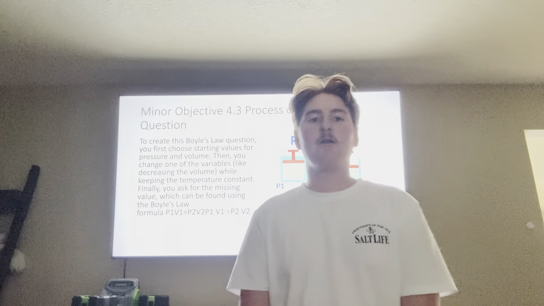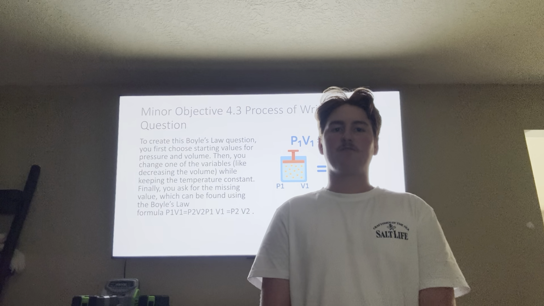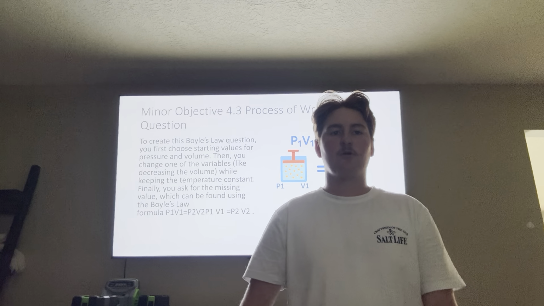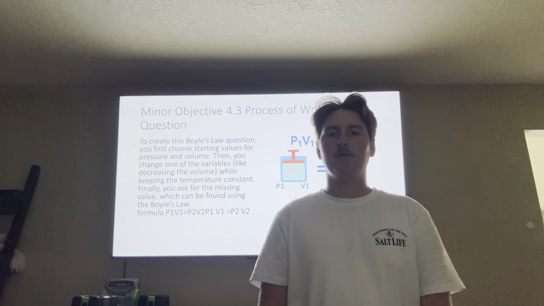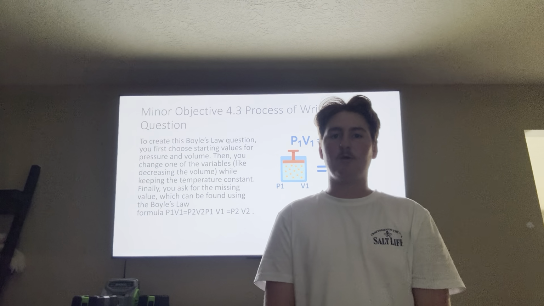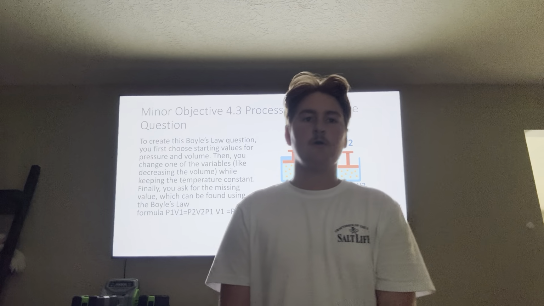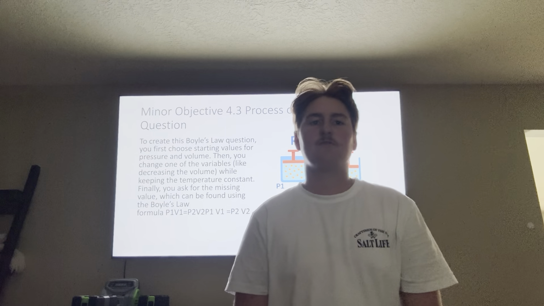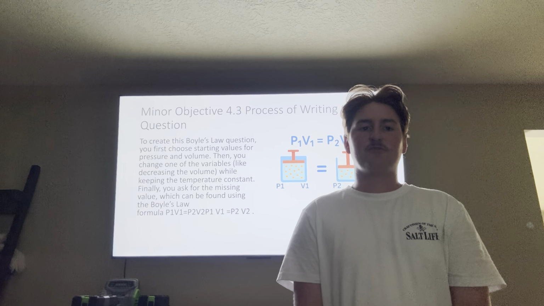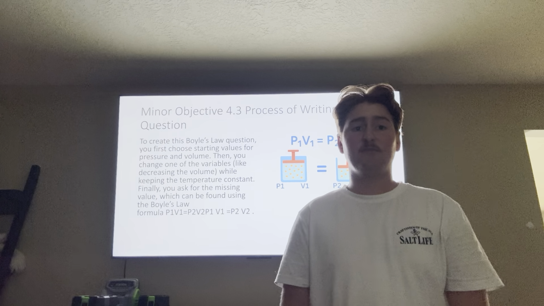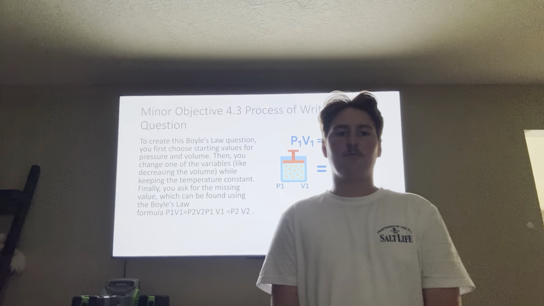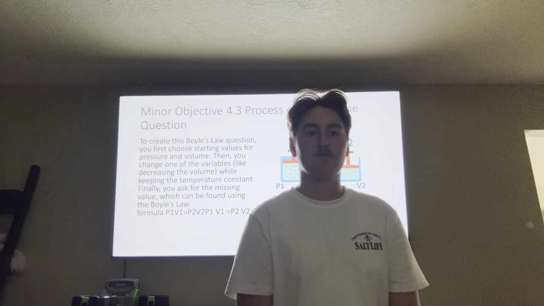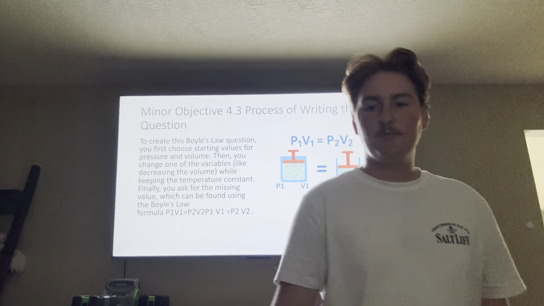And so for minor objective 4.3, my process of writing the question. We already know that P1 times V1 equals P2 times V2. To create this, you first choose your starting values for the pressure and volume, then you change one of the variables, like decreasing it, while keeping the temperature constant, and then you plug them in.